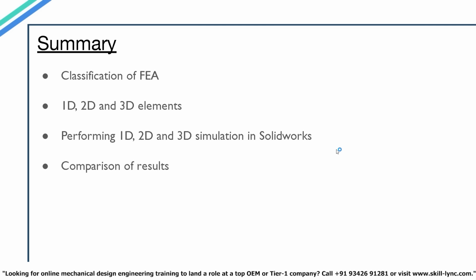Okay, so we're back to our PPT. In the beginning, we looked into the different classifications of FEA. Then we discussed what are 1D, 2D and 3D elements and where exactly we use 1D simulation, 2D simulation and 3D simulation. We also performed a 1D, 2D and 3D simulation of a uniformly loaded cantilever beam in our SOLIDWORKS simulation module. And in the end, we had a small comparison of our results.